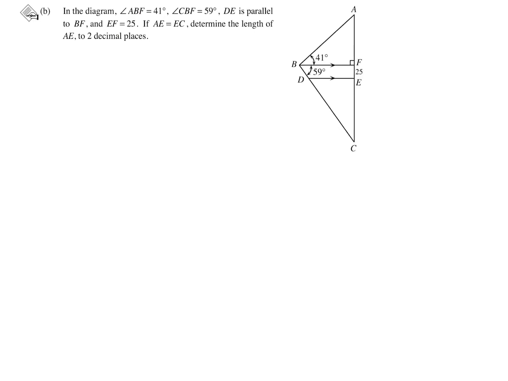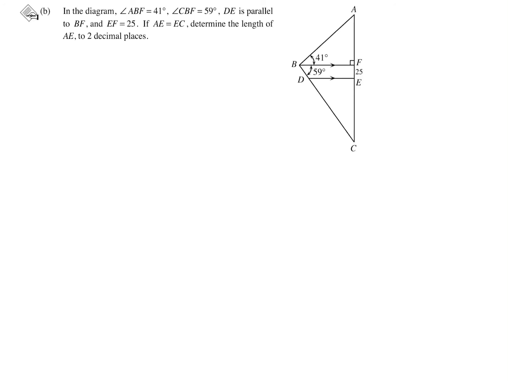In the diagram, angle ABF is equal to 41, angle CBF is 59, DE is parallel to BF, and EF is 25. If AE equals EC, determine the length of AE to 2 decimal places. Okay, so we've got this diagram, and it's pretty straightforward here. We can label what we need.